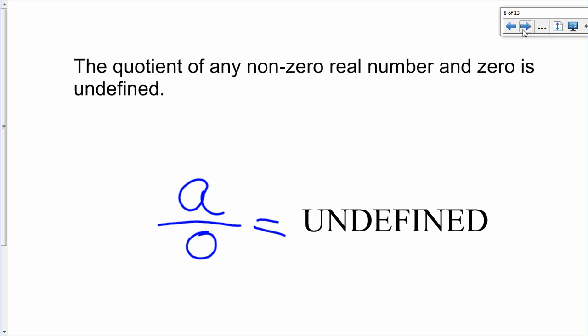The quotient of any non-zero real number and 0 is undefined, which means if your number is on the top and 0 is in the denominator, your answer is going to be undefined, and that's what you write. This is particularly important when we start working with slope. The reason for that is that there is no number that you can put here that we can multiply by 0 that's going to give us an answer other than 0. So anytime 0 is in the denominator, you cannot answer it. It is undefined.